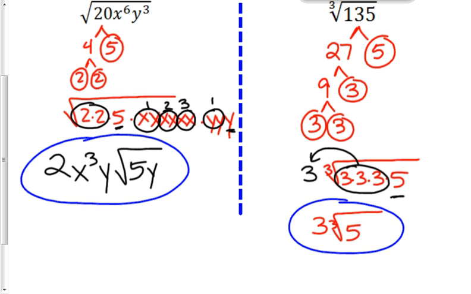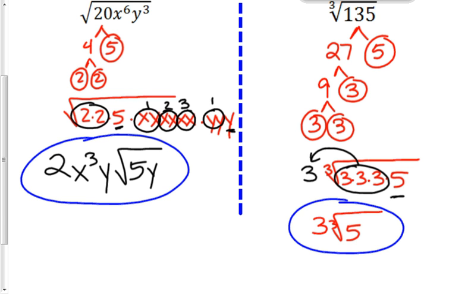The answer to our first example would be 2x to the 3rd y times the square root of 5y. You can see 20 breaks down as 2 times 2 times 5. So we can pull out a pair of 2's. And we have 6 x's, so we can make 3 pairs with none left over. And we have 3 y's, so we can make 1 pair with 1 left over. So the 5 and the single y get left by themselves and have to stay underneath the square root. Everything else that has a pair gets to come outside the square root.